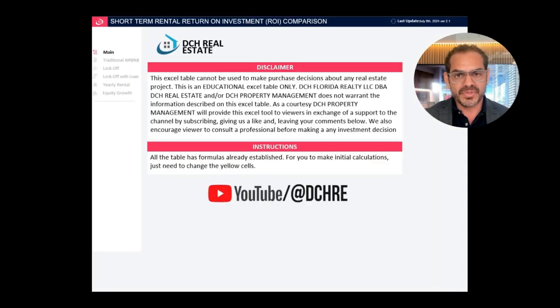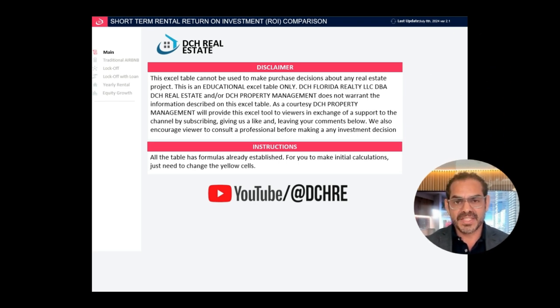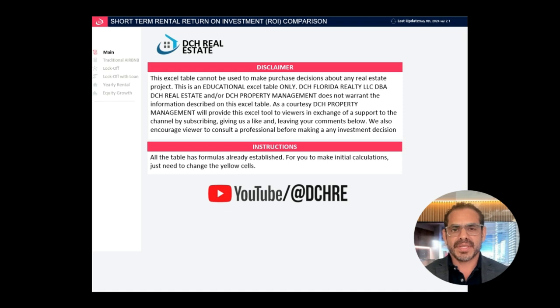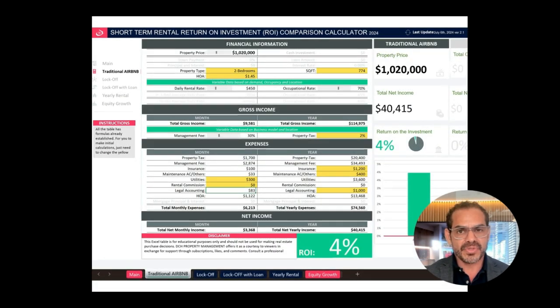Before we start with the calculator, I have to read a disclaimer. This is just a calculator. This Excel calculator cannot be used for making purchase decisions in any real estate project. This presentation is for educational purposes only. DCH Florida Realty LLC DBA, DCH Real Estate, and DCH Property Management do not guarantee the information presented in this table. DCH recommends hiring a professional if you do not have experience making these calculations. Let's start the calculations with the calculator.